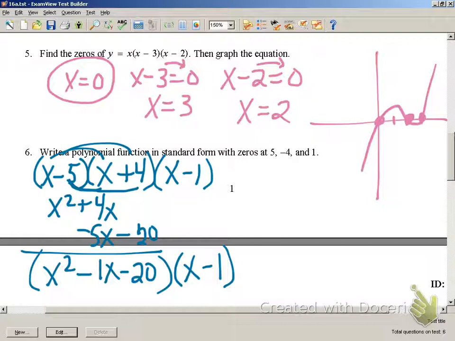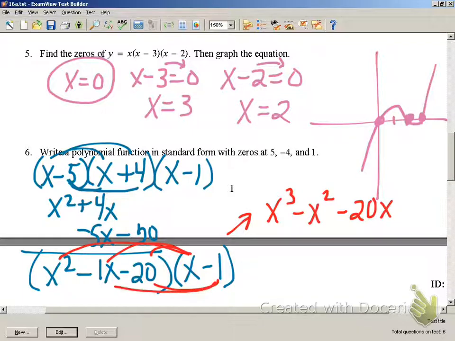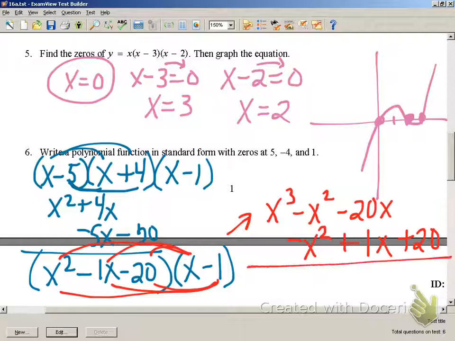So I'm going to say my x times all 3 of these values. So x times x squared is x cubed. x times negative 1x is negative x squared. x times negative 20 is negative 20x. I will now multiply negative 1 times all 3 of these values. And all that does is change our signs of the following. Notice we have written it vertically.